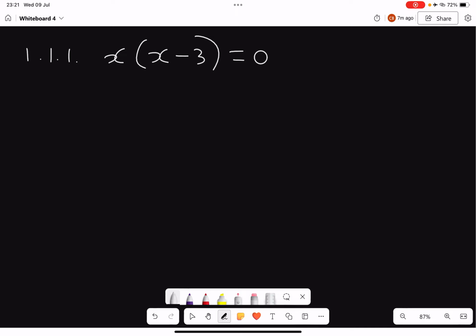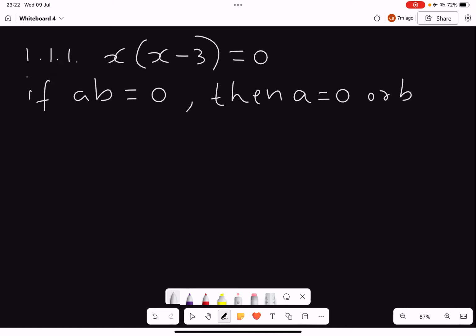1.1.1, we are asked to solve for x, and the first one is x(x minus 3) equals 0. First up, a nice easy one. We are going to apply the zero product rule, which says if a times b equals 0, then either a will be equal to 0 or b will be equal to 0.